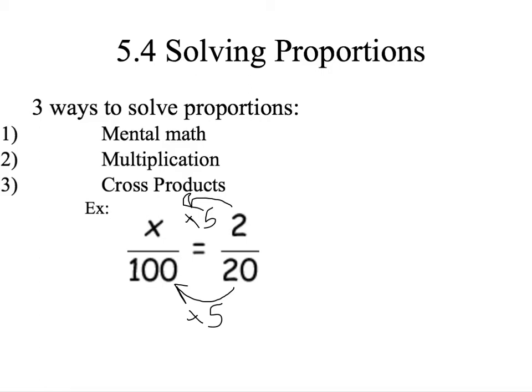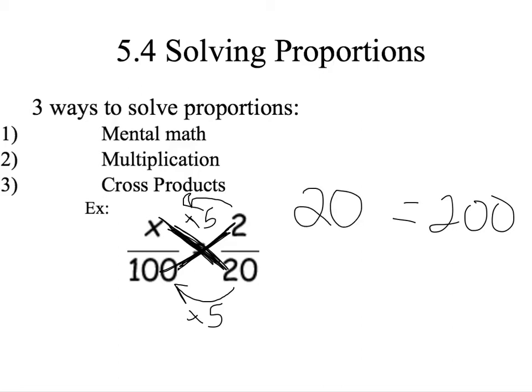The new one here is what's called cross products, and this is something that really is valuable because it always works. Basically, this times this has to equal this times this. So that's called cross products. If I multiply these two across, it has to equal the value of whatever these two is multiplied straight across. 2 times the 100 gets me 200. 20 times x would be 20x. Obviously, these two have to equal each other.